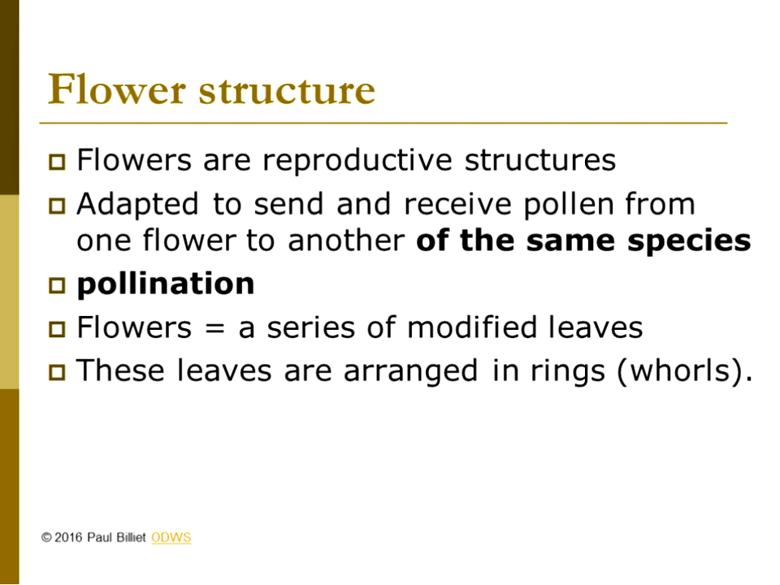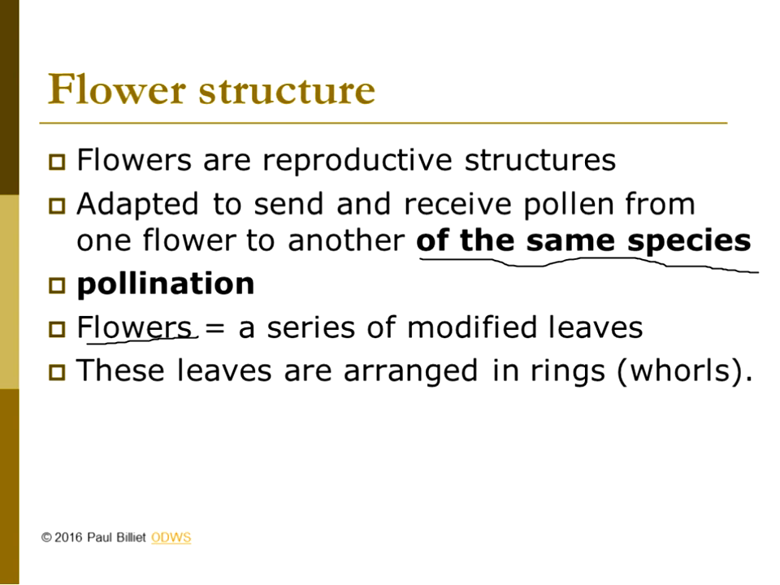So first of all, we're going to learn about the flower structure. Flowers are the reproductive structures of plants. So they use flowers to reproduce. They're adapted to send and receive pollen from one flower to another of the same species. Keyword, same species. A dandelion cannot reproduce with a sunflower. They're two different species, just like a bear cannot reproduce with a deer. Flowers also have their own species, so they can only reproduce with their same species.